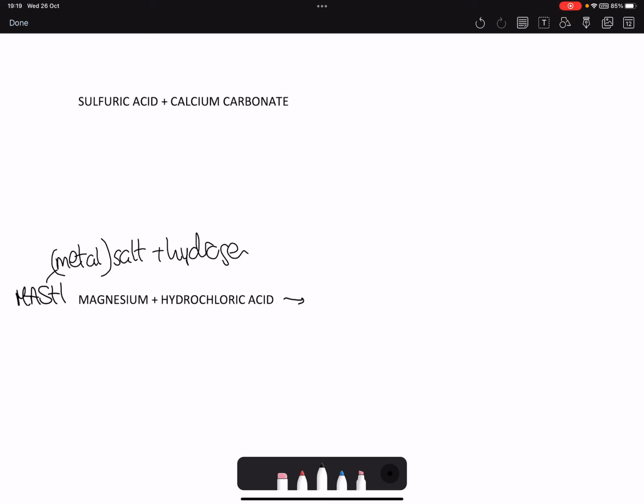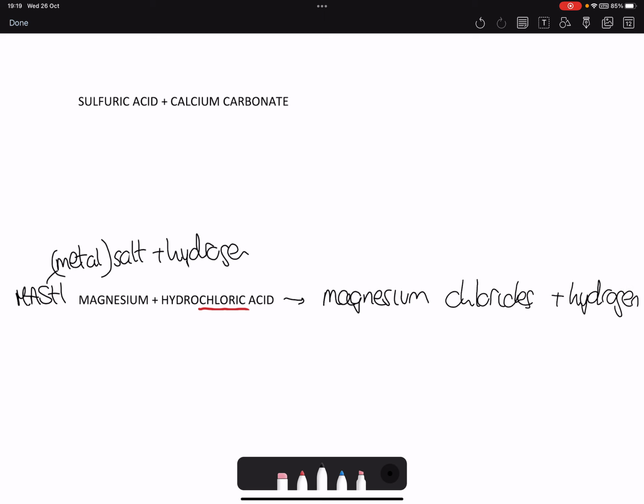So if we now have magnesium and hydrochloric acid, we have learned that we're definitely making magnesium something. And we have learned that hydrochloric acid produces chlorides. And we're going to have hydrogen gas. So that is my MASH reaction as a word equation. We now have to put it into formula. So Mg plus HCl. We have to figure out magnesium chloride.